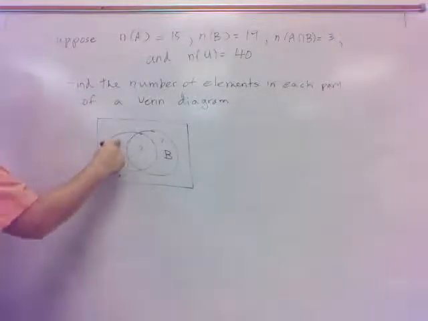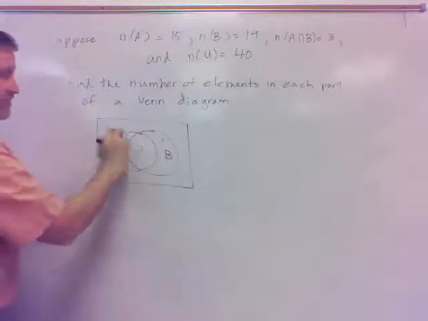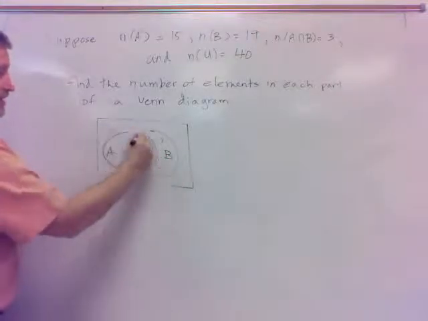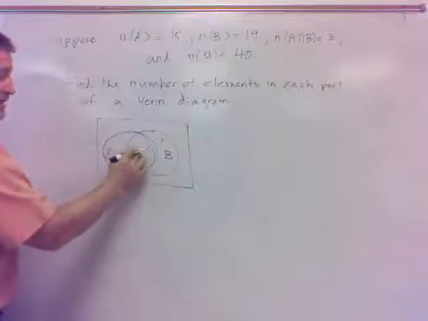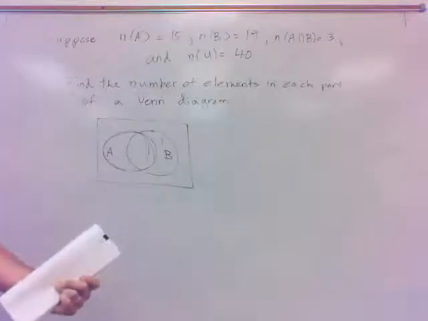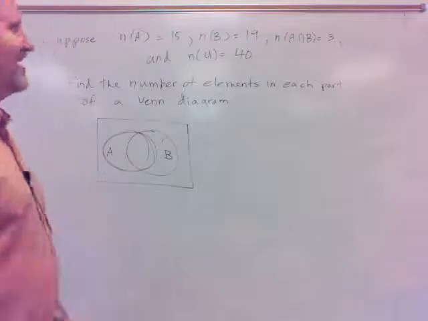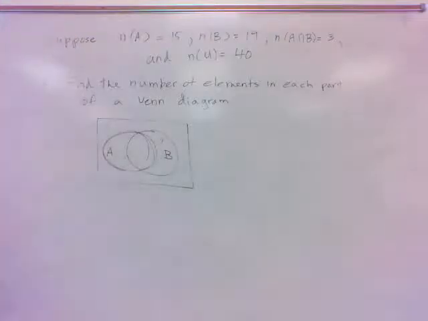15 elements don't go right here, because why? Well, A is comprised of two parts. It's this part and this part. So all I can say from the number of A being 15 is that those two parts add up to be 15. And I can add up to be 15 a lot of ways: 13 and 2, 10 and 5. All right, so I can't very well use that yet.